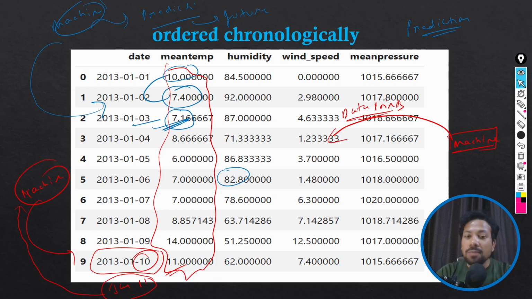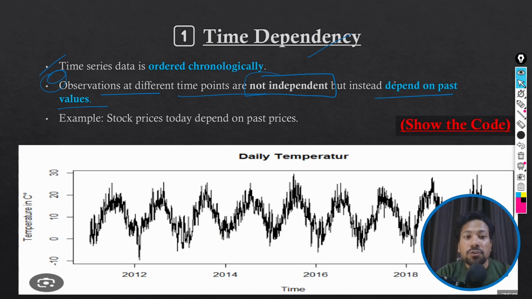Our machine learning model will be able to find how the present value is dependent on all its past values, and only then will it be able to give us the right prediction. So that's why the observation should be dependent on the past value. Otherwise, our machine learning model is going to perform very badly, right?